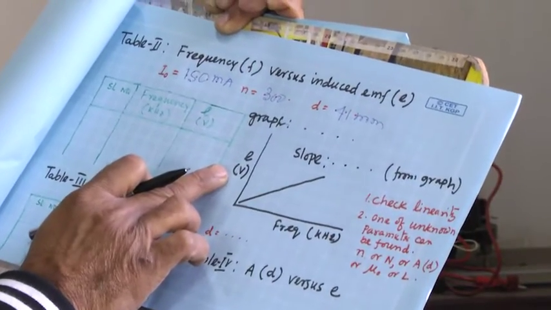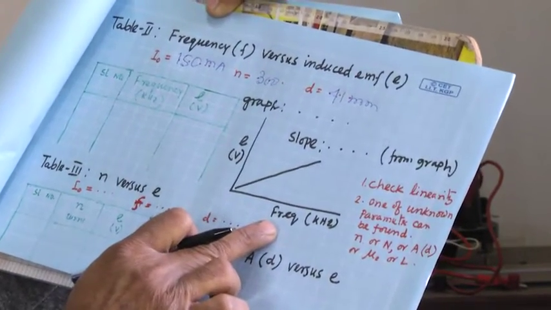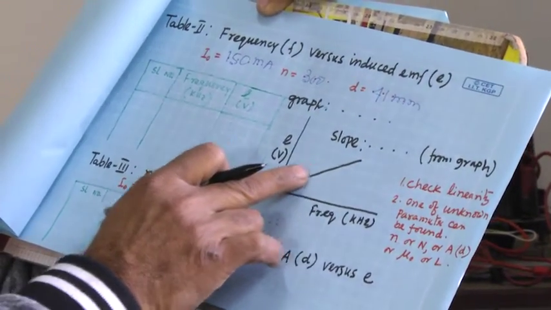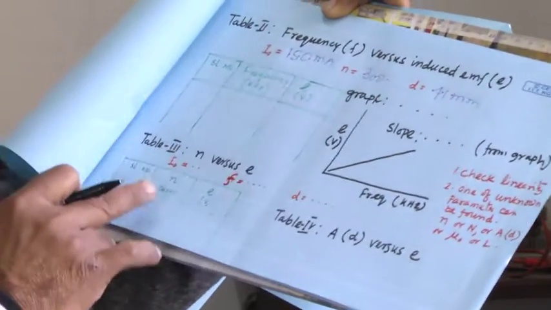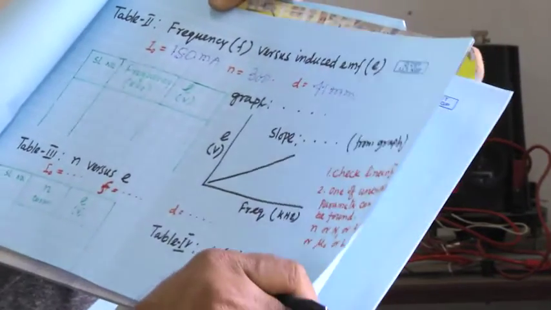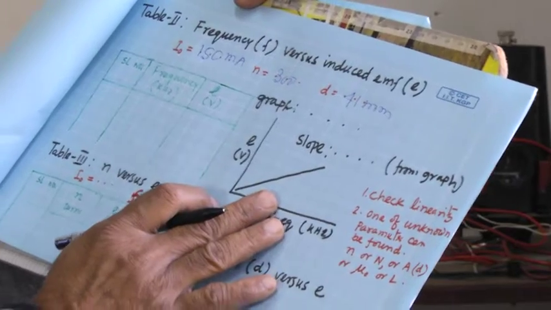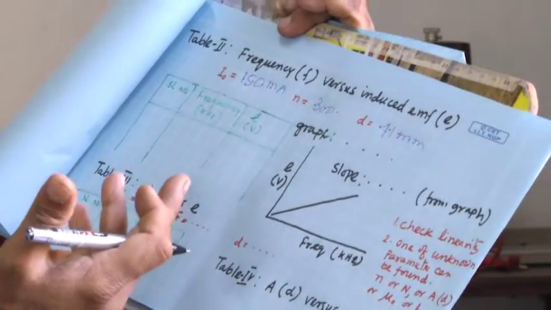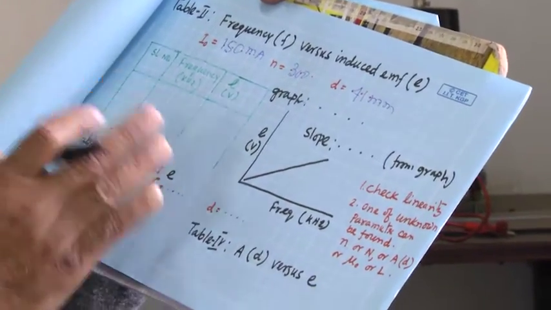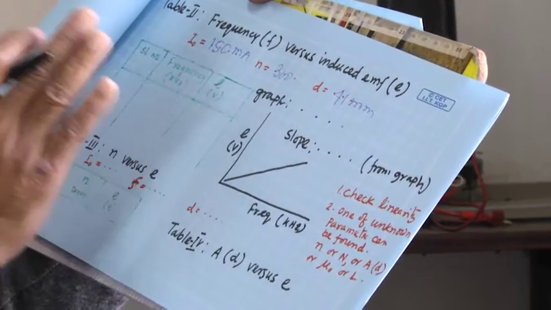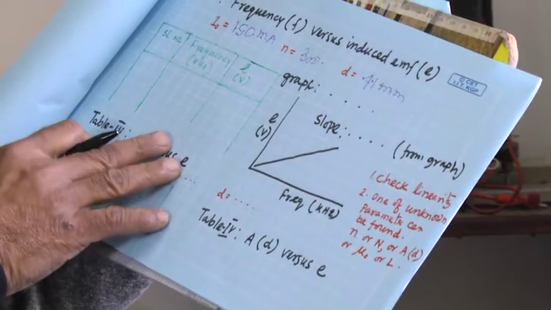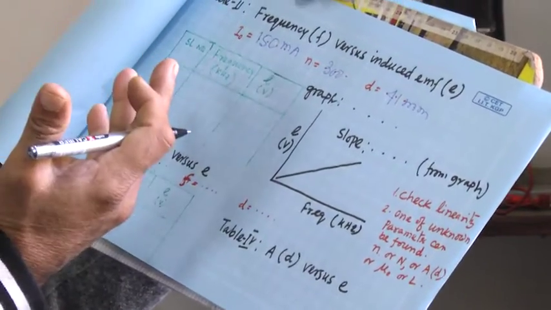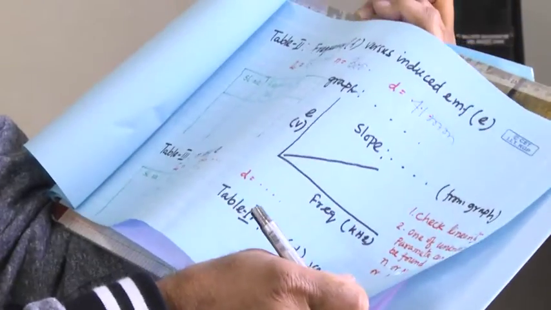If I plot induced EMF versus this frequency, I will basically get a straight line, and from there you can find out the slope. From this slope you can calculate some unknown parameter. One of them, if it is unknown, you can calculate. So say mu 0 is unknown, or you want to find it out. From the slope you can find out.